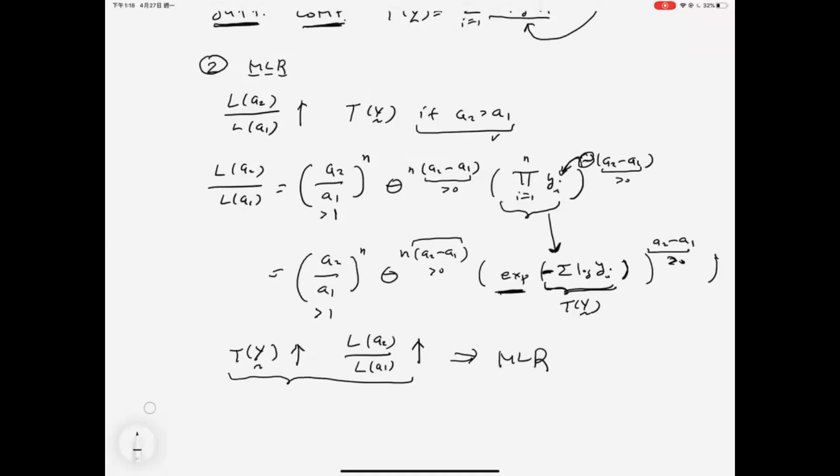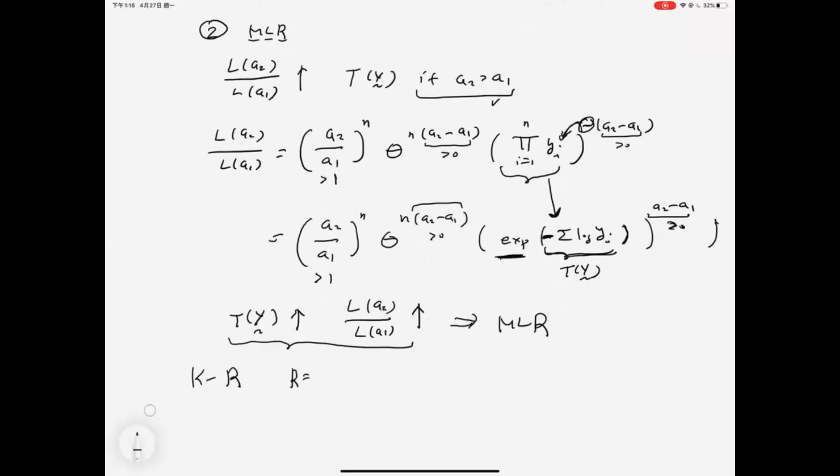Okay, then you have a sufficient statistic, you have the MLR property, Karlin-Rubin theorem kicking in. The Karlin-Rubin theorem tells you that if you do have the two properties, then the critical region of the UMP test becomes what? Your T(Y) bigger than some cutoff. Okay, that's as easy as that is. By the Karlin-Rubin theorem, you can directly claim the sufficient statistic bigger than something is actually the critical region of the UMP test.